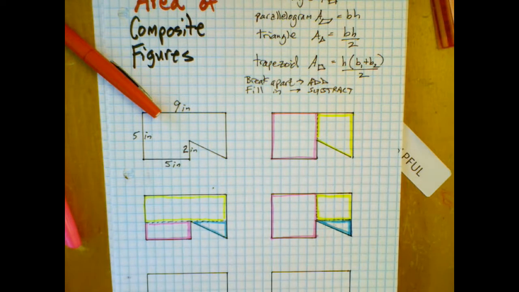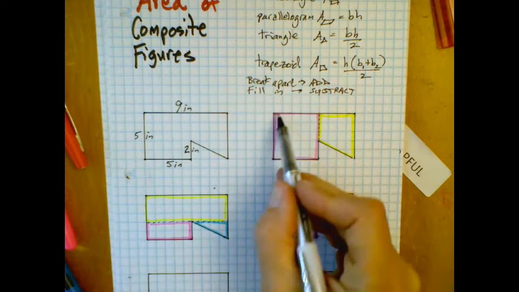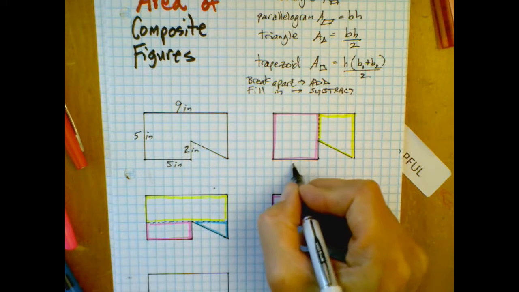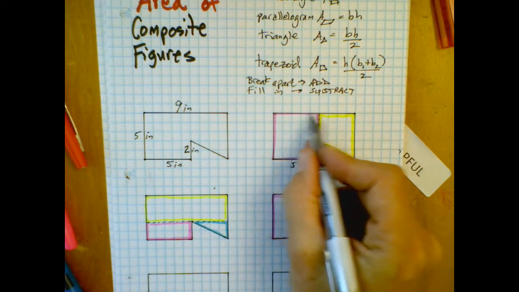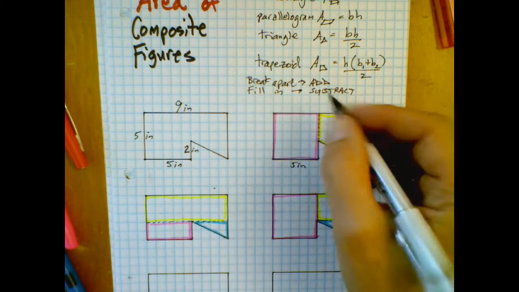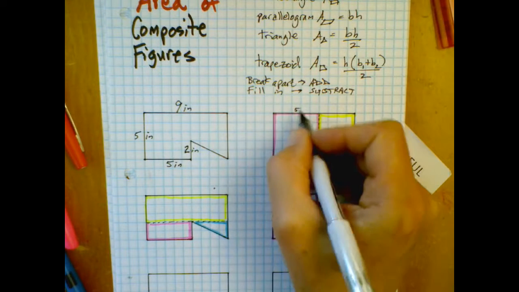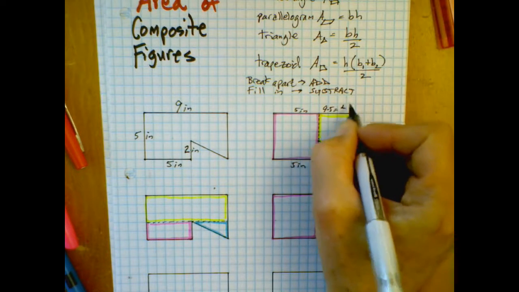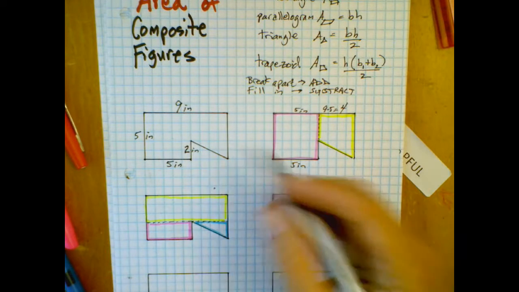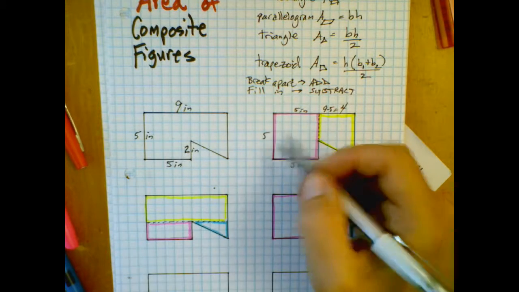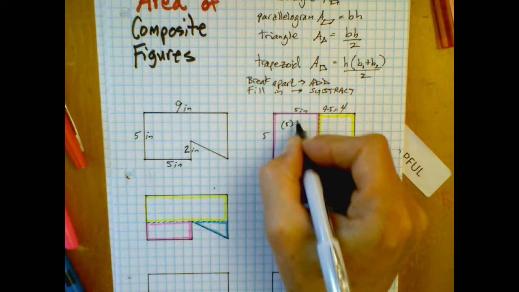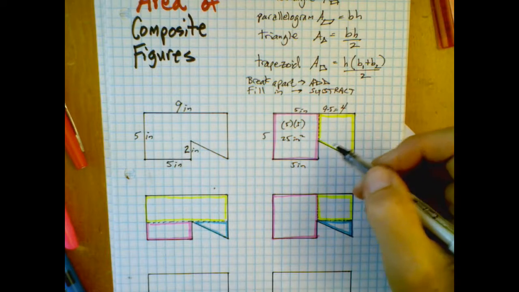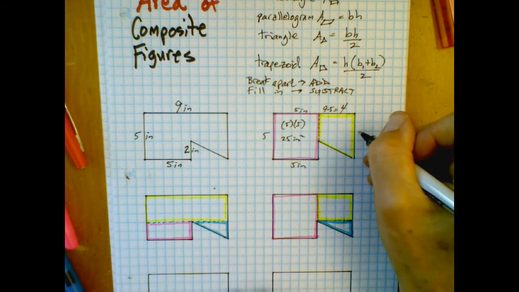Let's deal with each of these. So I see that this whole side is 9, and this piece here is 5 inches. So I know this is 5 inches. And if I know this whole piece is 9 inches, from here to here is 5, because I just read that off. That makes this piece, the whole distance, 9 minus 5, or 4 inches. And I'm given this dimension, so I can see right here that this is going to be 5 times 5, or 25 inches squared.